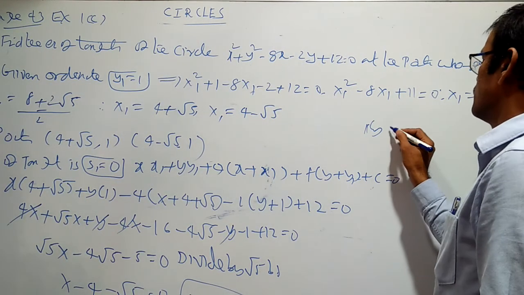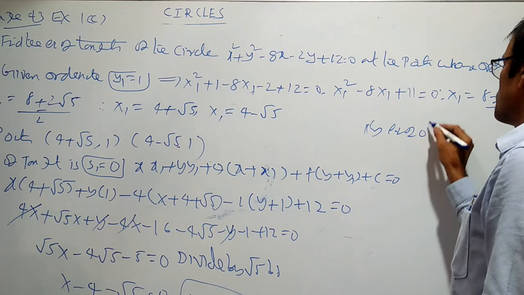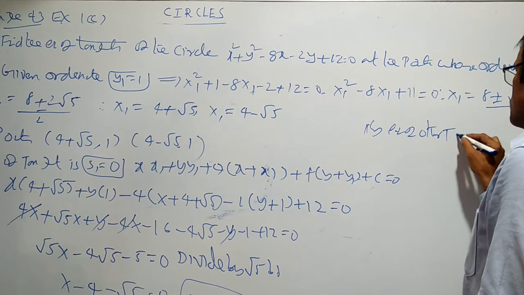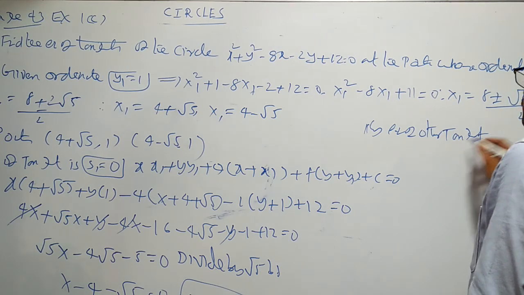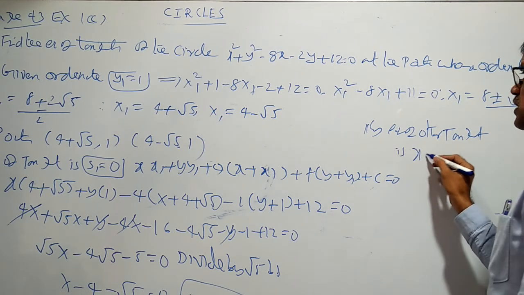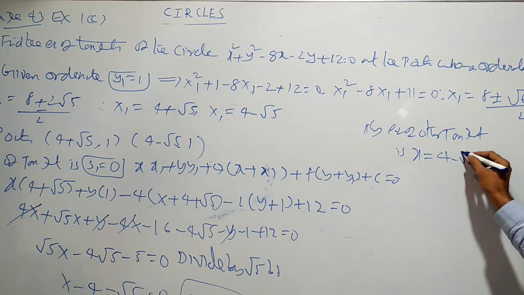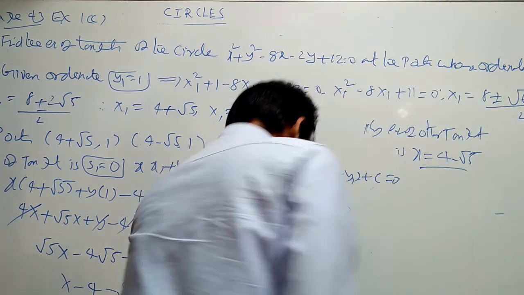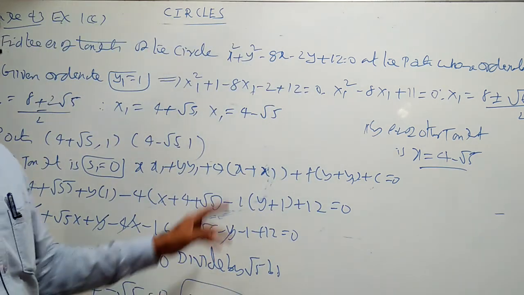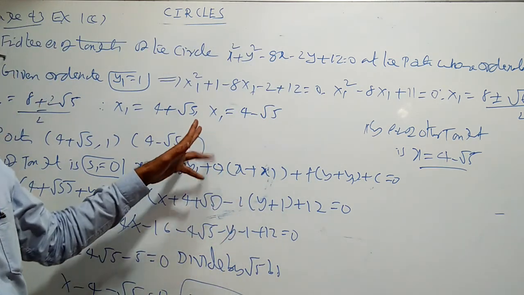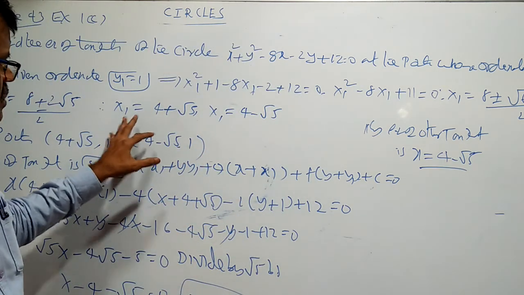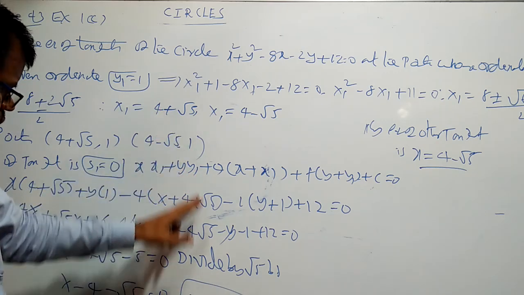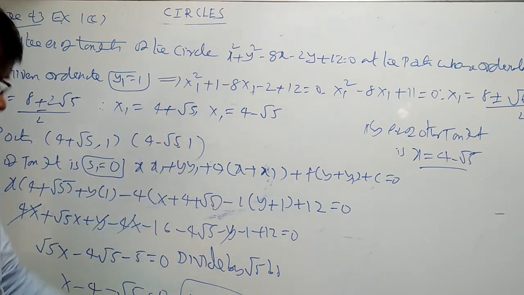Similarly, the equation of the other tangent is x is equal to 4 minus root 5. That's all. If this is an objective question, at level 1 standard, whenever options are there, simply verify the options. No need to calculate; put them directly.